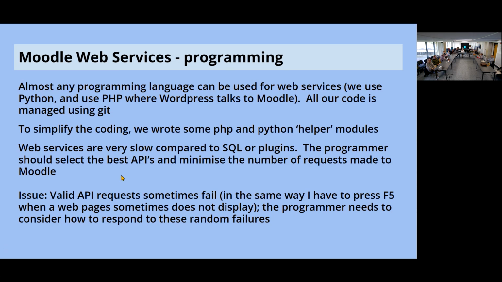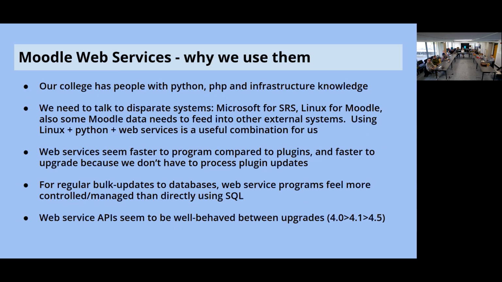Another thing to be aware of is that sometimes these API requests just fail because it's the internet. And when you're programming, you need to work out what's going to happen if this call has failed. It's the same as when you load a web page and it doesn't load. You have to press F5. Sometimes that happens with web services. It just needs to be part of the game. So just be aware that they're not guaranteed to work. They work most of the time, but sometimes you ask it to add a student to a group and it just doesn't do it. And then you run it again and it does do it. So that's just the way it works.